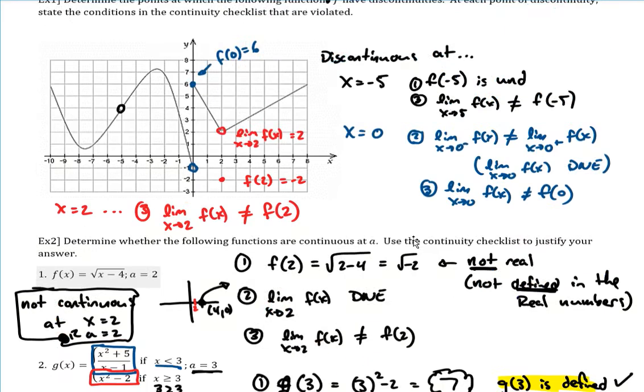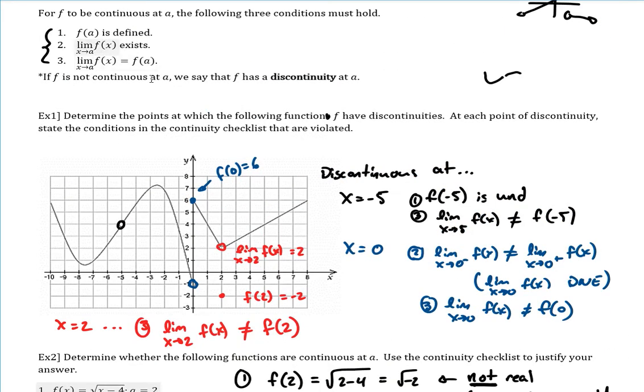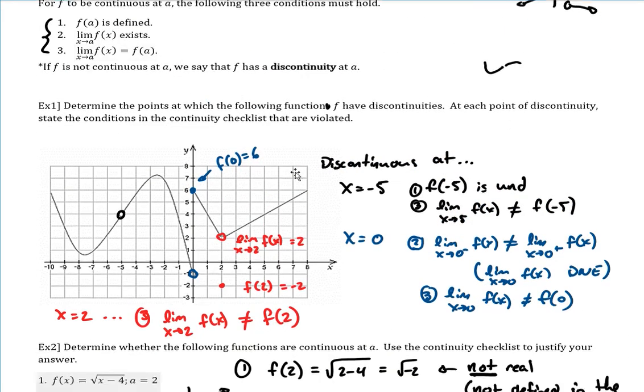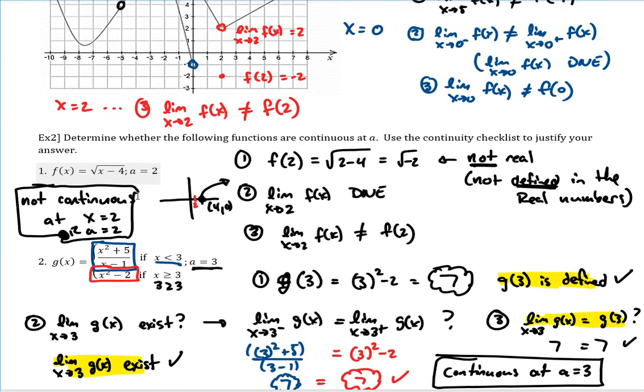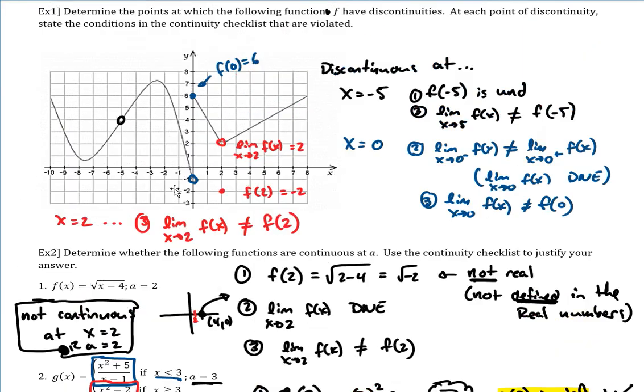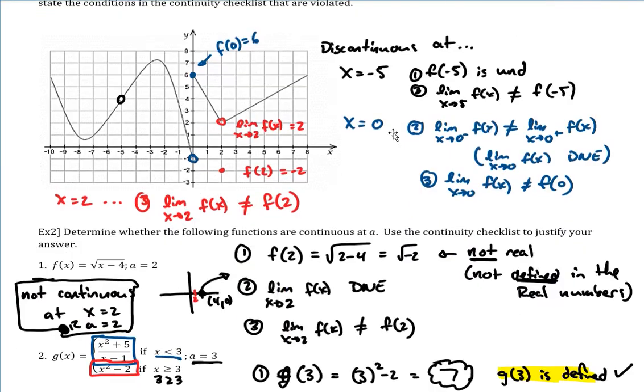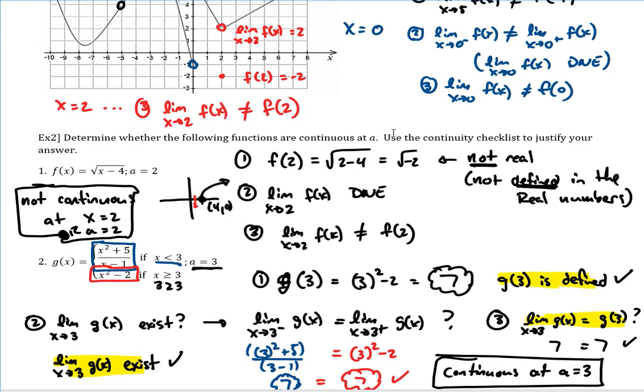When it's at a point, we always just go through these 3 steps. If it's not at a point, we'll deal with that in the other video. So we'll put a pause on it. Remember, if it says at a single point, we just go through the checklist, 1, 2, 3, and verify all of them.